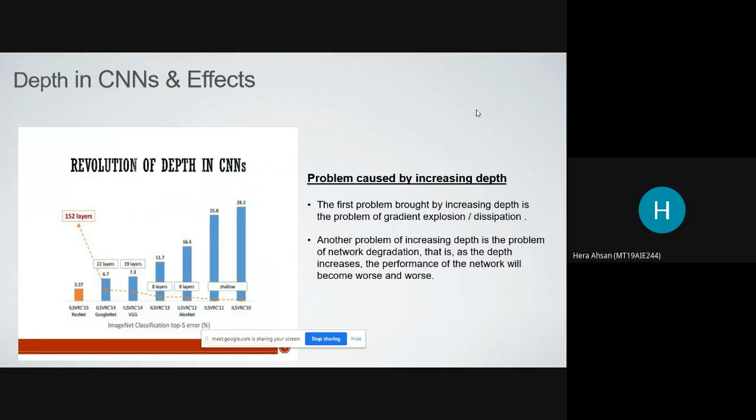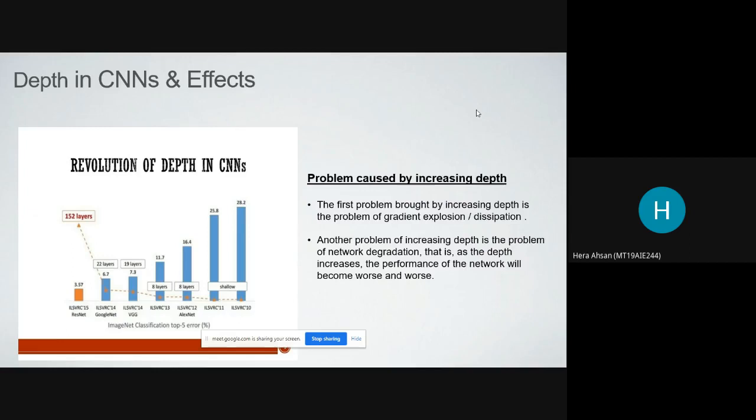Now I'm going to tell you the problems which were caused by increasing the depth. The first problem was the problem of gradient explosion or dissipation. Why does this happen? This happens because as the number of layers increases, the gradient of backpropagation in the network becomes unstable with continuous multiplication and becomes particularly large or small. Among them, the problem of gradient dissipation often occurs.